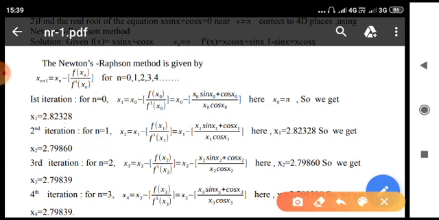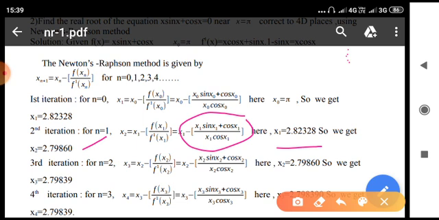Now the second iteration, for n equal to 1, the formula is x2 equal to x1 minus f of x1 divided by f dash of x1, that is x1 minus (x1 sin x1 plus cos x1) divided by x1 cos x1, and we know that from the previous step x1 is equal to 2.82328. When you substitute here in this equation, we get x2 as 2.79860.